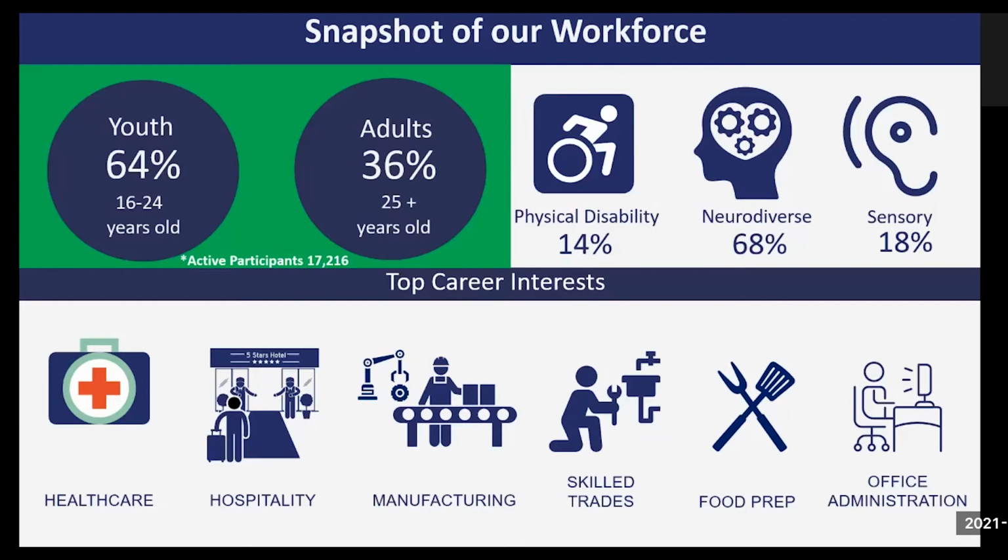When you think disability, a lot of people think it's physical, but as y'all can see here, y'all will learn about neurodiversity in just a little bit, but 68% of those individuals that are in our system have a neurodiversity. 14% have a physical disability, and 18% have a sensory disability, such as hearing loss or deafness. And I thought it was pretty cool how we broke down their top career interests. One of the top ones is healthcare. Then we've got hospitality, manufacturing, skilled trades like plumbers and maintenance, food prep, and then office administration.